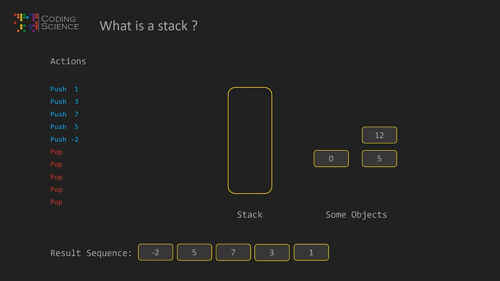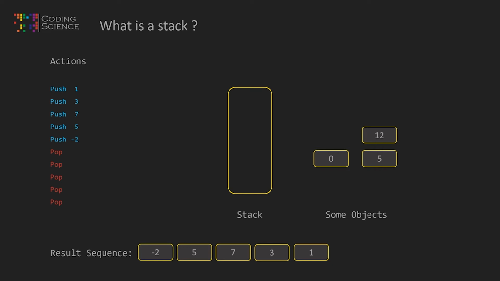And as you can see here, the first element that came out is -2. It was the last element we put in the stack, and it became the first one coming out. Then it went to 5, 7, 3, and 1. So simple enough. So that was an example of filling it and then emptying it.